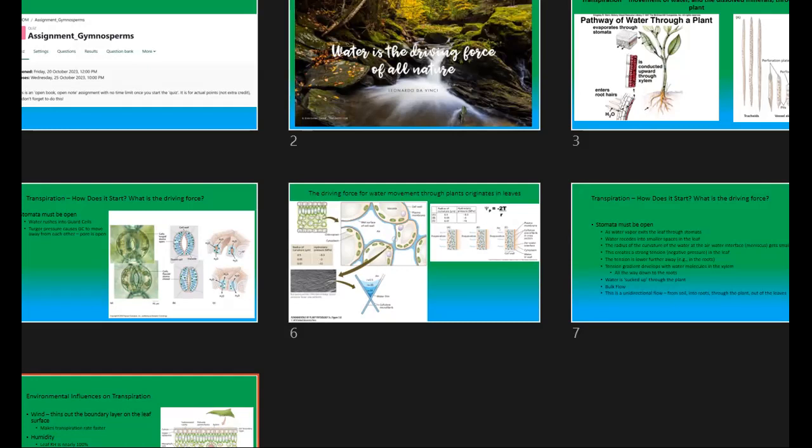Now, there are some plants in other parts of the world that will actually choose to open their stomata during the night. And I'll explain more about that in a little bit. But around here, they go to sleep at night. They just chill out. Okay.